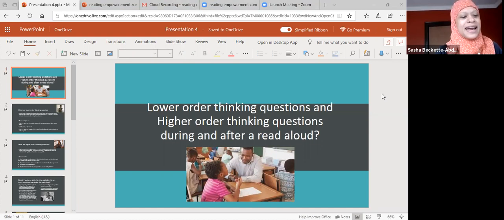As you can see on the first slide, it says lower order thinking questions and higher order thinking questions during and after a read aloud. Of course, we first have to know what a lower order thinking question and a higher order thinking question is, correct? So let's dig right on in.